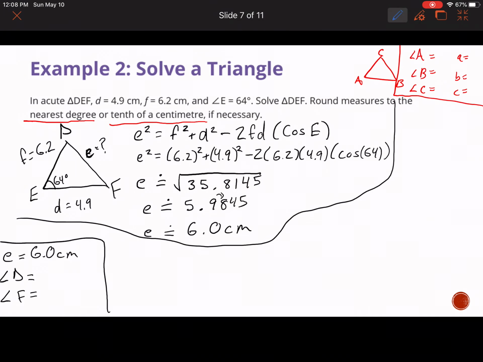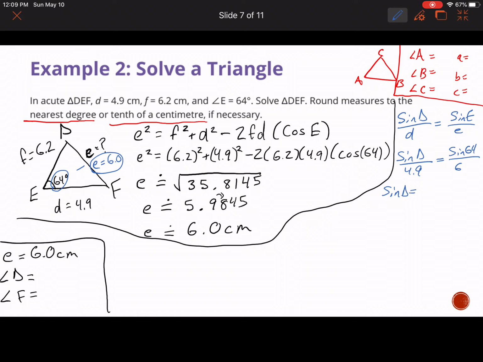So now I have E equals 6.0. So now I've got a pairing back and forth, and now I can use sine law. If I want to find angle D, I'm going to go sine D over little d equals sine E over little e. Fill in everything I've got there. I'm still trying to find what D is. I've got a 4.9 as my little d, sine of 64 over 6.